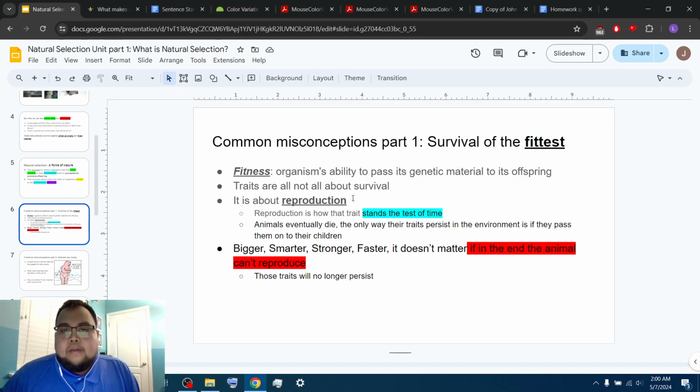Right? And so natural selection shows us which traits will persist in the environment. Right? So bigger, faster, smarter, stronger. It doesn't matter in the end if the animal doesn't reproduce. Right? That's what you need to emphasize to the students.